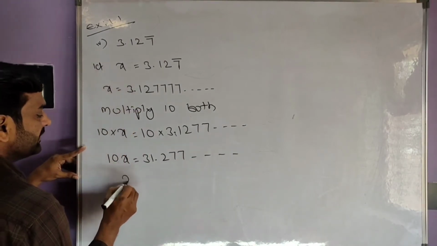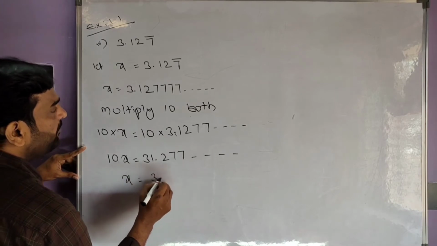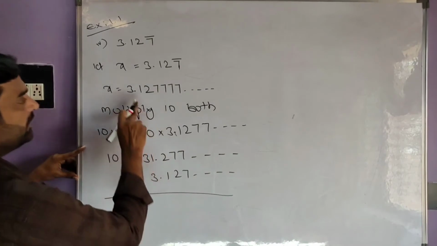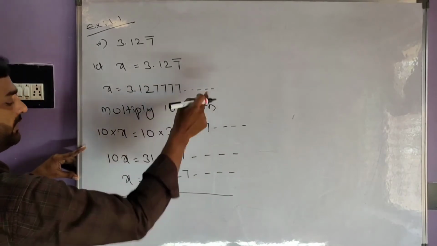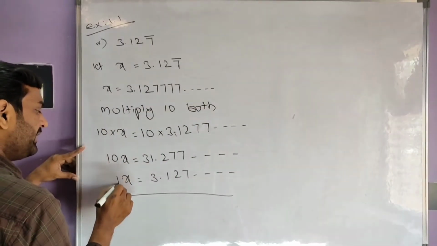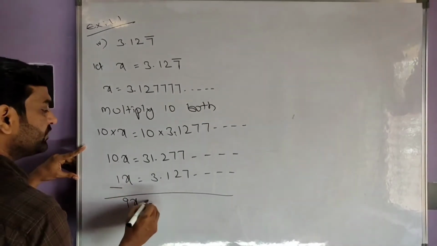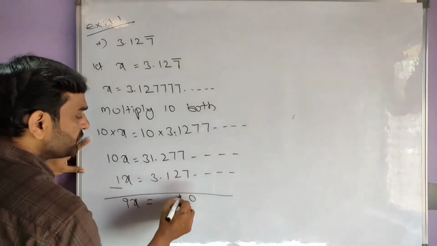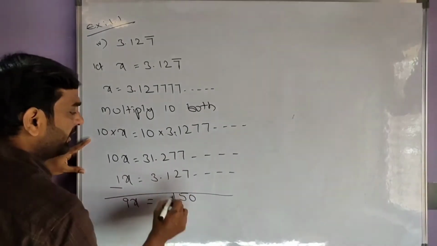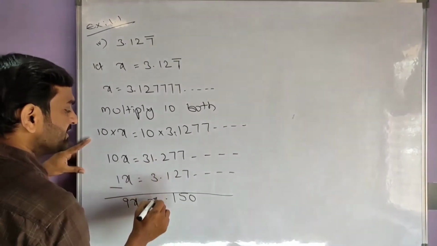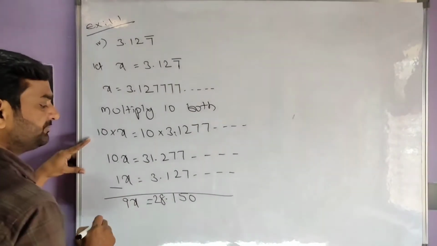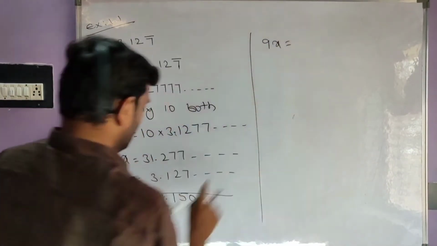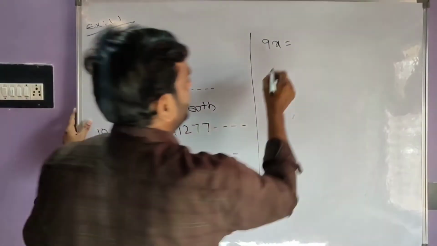And we know x is equal to 3.127 and so on. Subtract: 10x minus 1x is equal to 9x. Here listen, 7 minus 7 is 0, 7 minus 2 is 5, 2 minus 1 is 1, then the point, 31 minus 3 is 28. Okay, we got 9x is equal to 28.15.